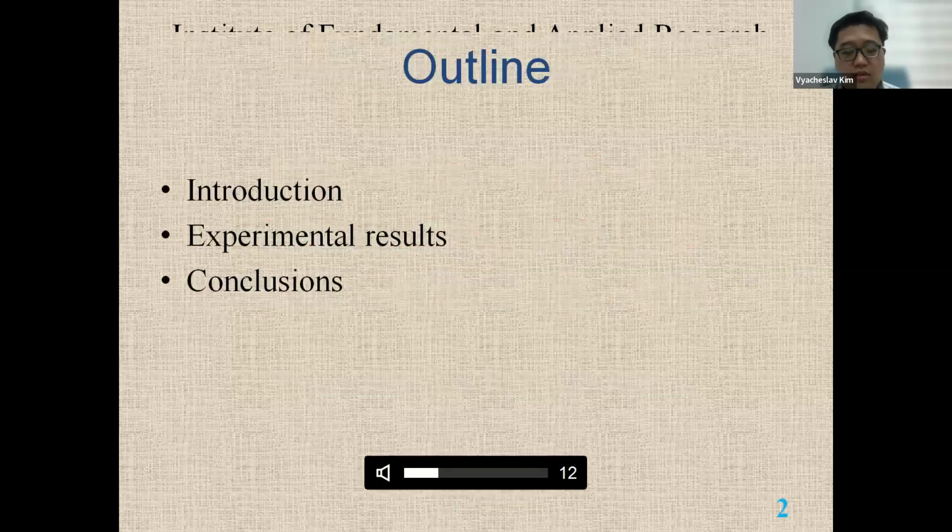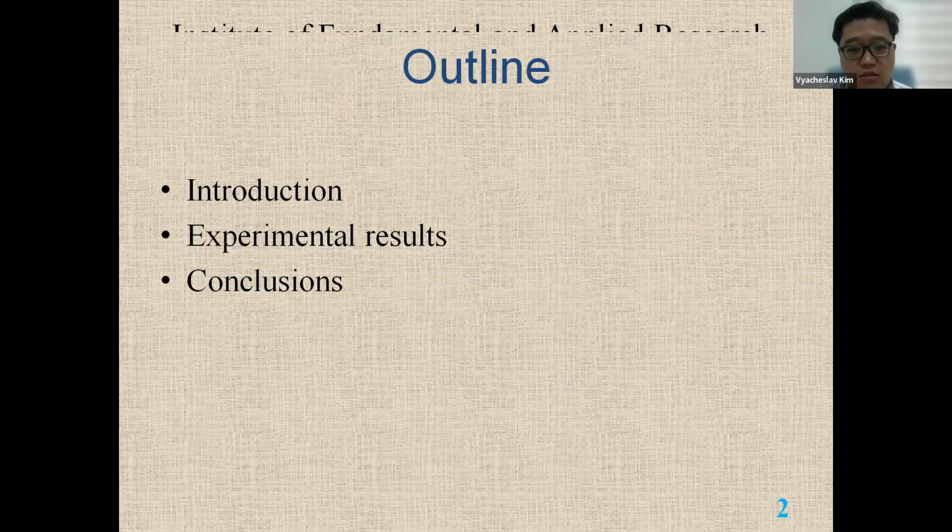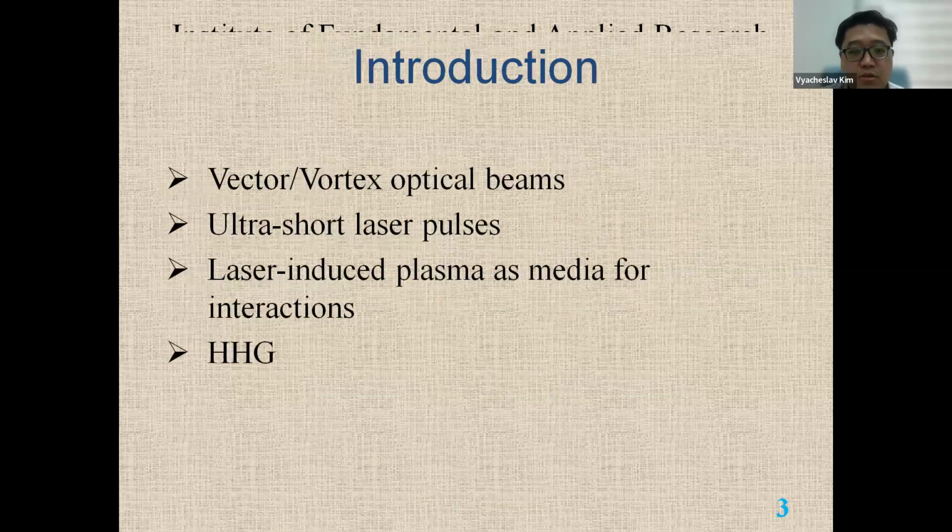So let's start. This is the outline of the presentation. It consists of three parts. Actually, quite an extended introduction. Then I will present some very interesting experimental results, and at the end, some conclusions. So let's start.